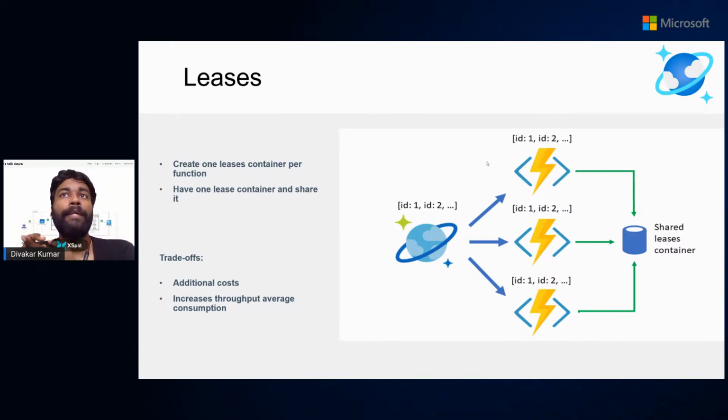You have two options to go about this. You can either create one lease container per function, or you can have a shared leases container. In the first case there is a trade-off, because you incur additional costs: the leases is also going to be a new container, and you need to provision throughput for those containers as well. Or you can have a single lease container that can be shared across multiple Azure functions, handling different use cases.